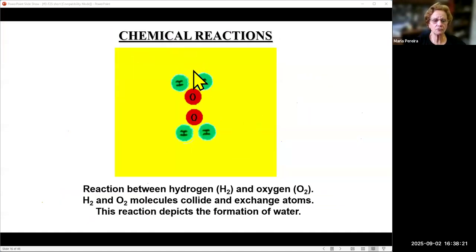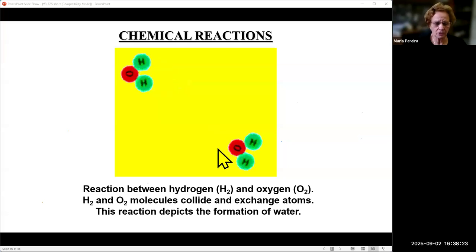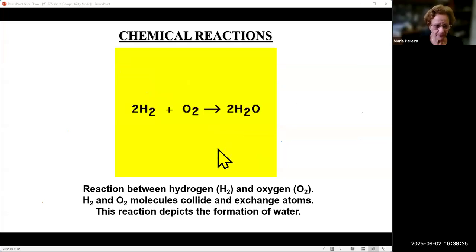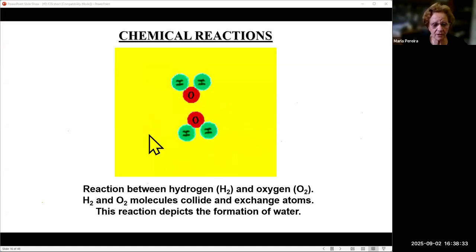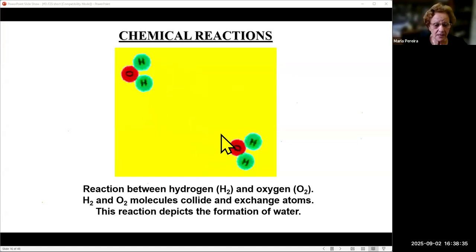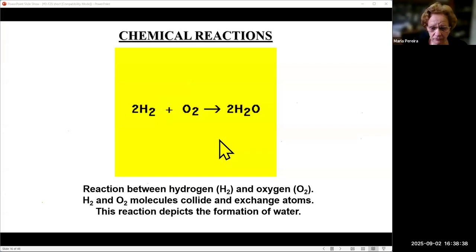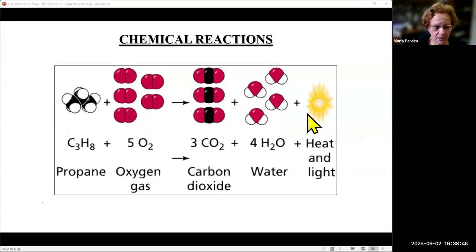Okay, now let's move on to chemical reactions. Atoms and molecules are always bumping around, moving around, and they bump into each other and they can form molecules. And that's known as a chemical reaction when you form a molecule.